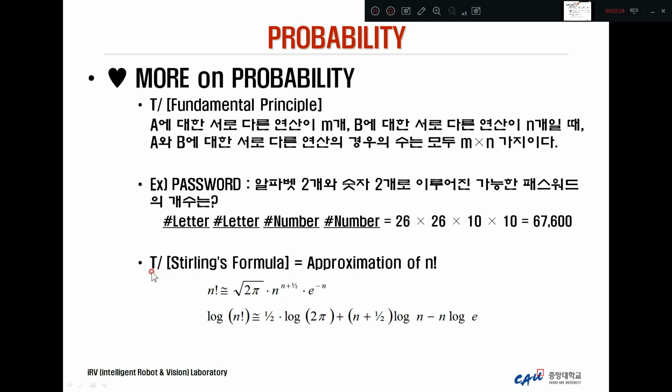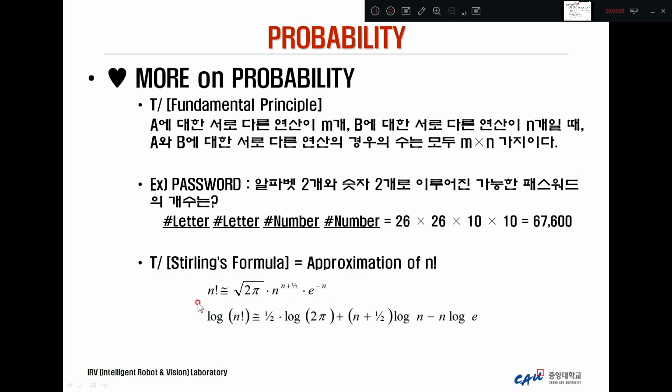Now, from now on, we are dealing with factorial computation. Sometimes we are trying to find not the exact n factorial, but the approximation of n factorial. This is the theorem of Stirling's formula. Here, n factorial is approximately close to square root of 2 pi multiplied by n, a natural number, n to the n plus 1 over 2 multiplied by exponential to the minus n.